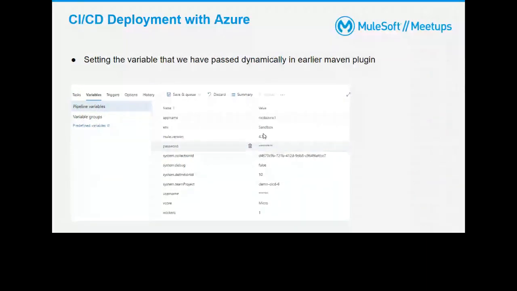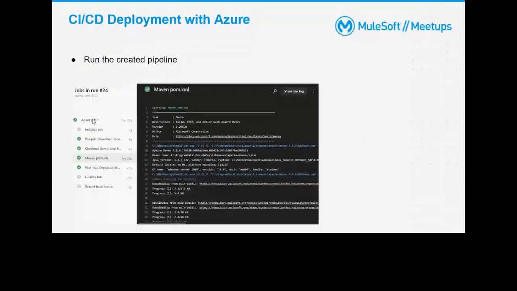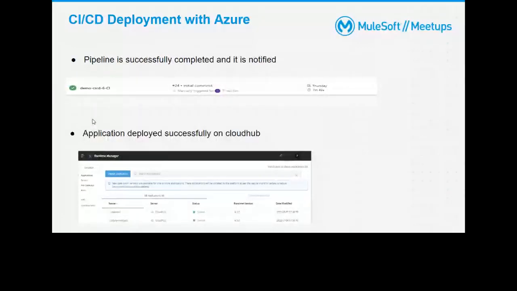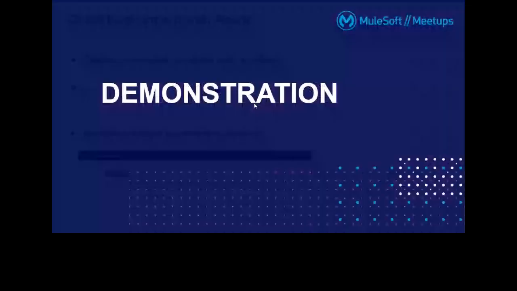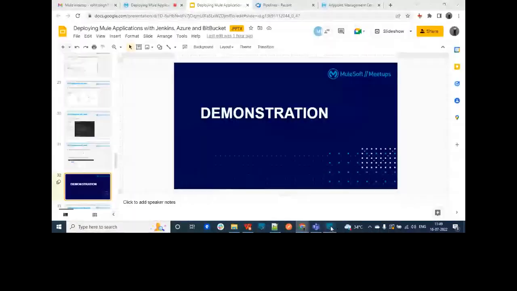Then any variables that we are passing, for example, app name, environment, Mule version, password, all these things we keep in the variables. But the password and the Anypoint username are quite sensitive, so we need to mask them. We keep these two things in the variable groups. Then you run the pipeline that you have created. Once the pipeline has run completely successfully, you are notified by the green tick, and you can see on the Anypoint platform that your application has been started. So let's move to the demonstration.